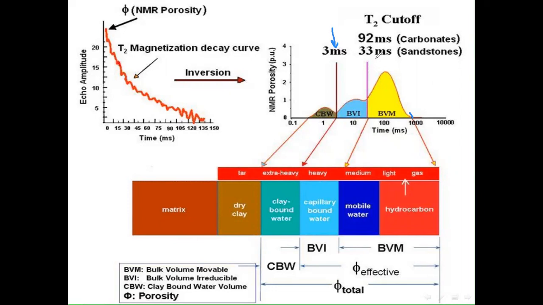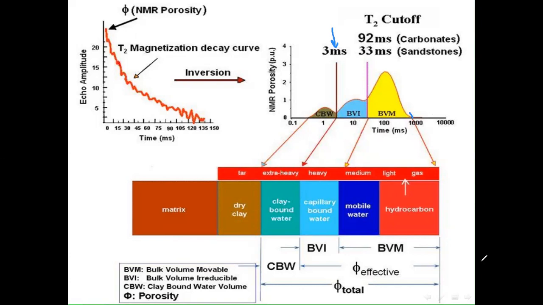3 milliseconds and the cutoff of 33 milliseconds for the case of sandstone, or 92 milliseconds for the case of carbonate, this area below the T2 distribution between these limits will be the bulk volume irreducible, while the area below the T2 distribution under the interval of cutoff of 33 milliseconds for sandstone or 92 milliseconds for carbonate, extending to larger values of T2, will represent the movable fluids or the volume of movable fluids.